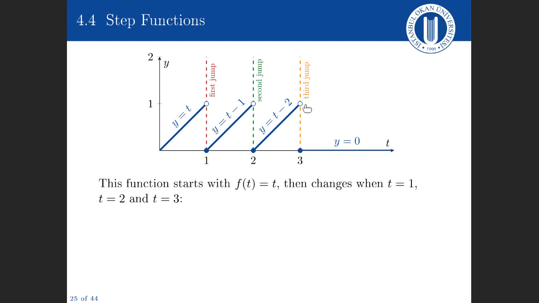We have a part of y is equal to t minus 2, there's a jump when t is equal to 3, and then the function is equal to 0. So to say this again, we're starting with f of t is equal to t, and then the function changes when t is 1, 2, or 3.